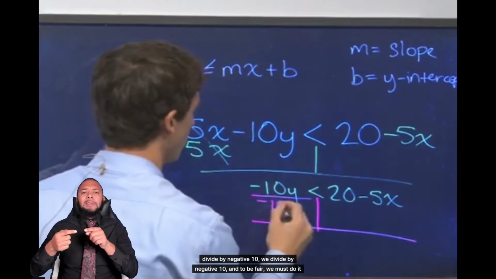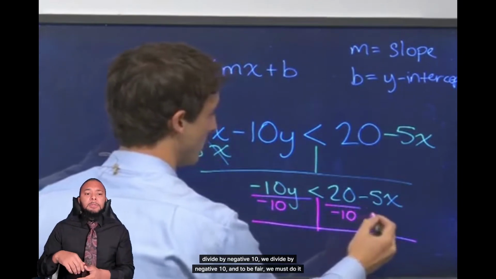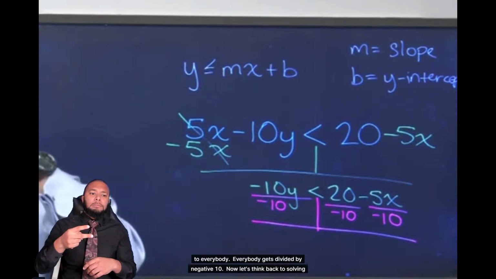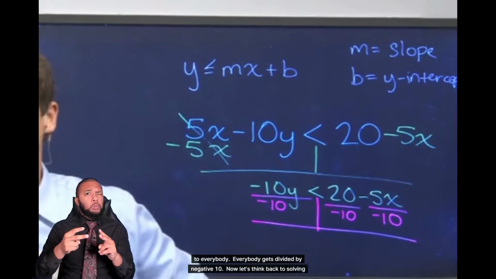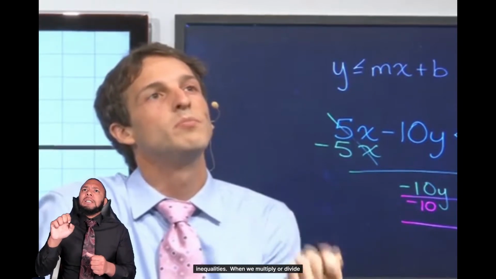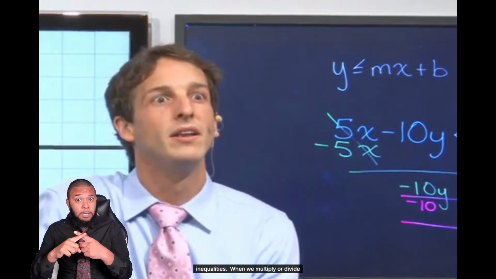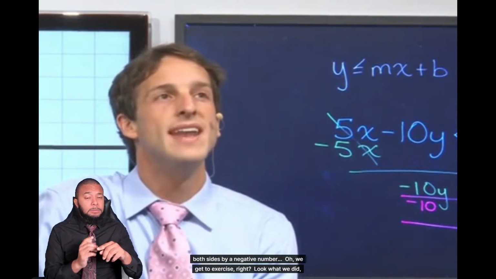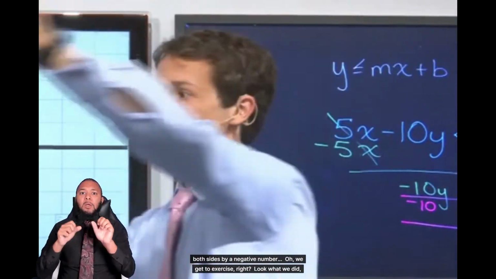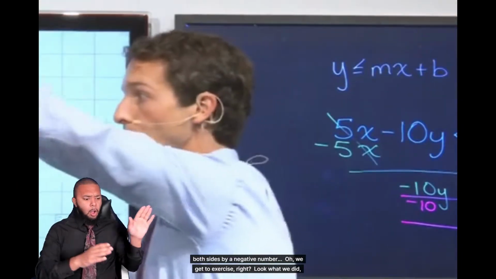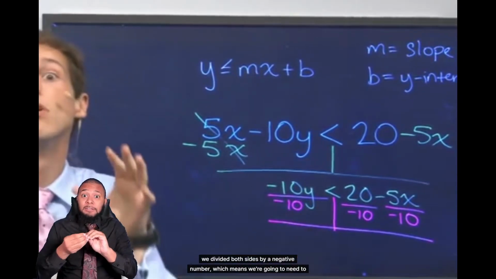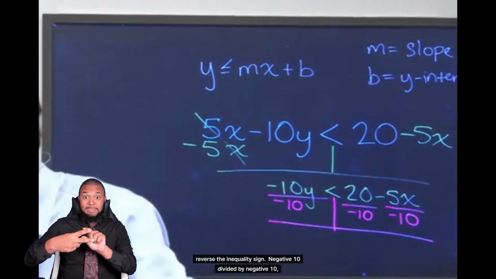So we divide by negative 10. We divide by negative 10, and to be fair, we must do it to everybody. Everybody gets divided by negative 10. Now let's think back. Solving inequalities. When we multiply or divide both sides by a negative number, we need to reverse the inequality sign. Look what we did. We divided both sides by a negative number, which means we're going to need to reverse the inequality sign.